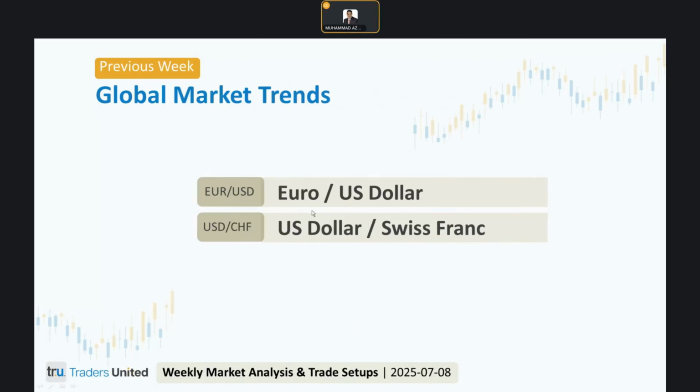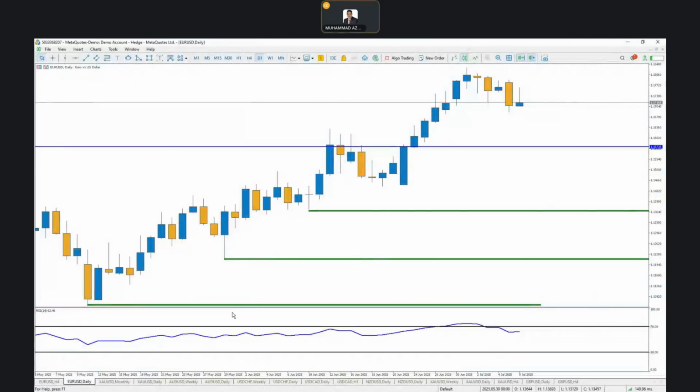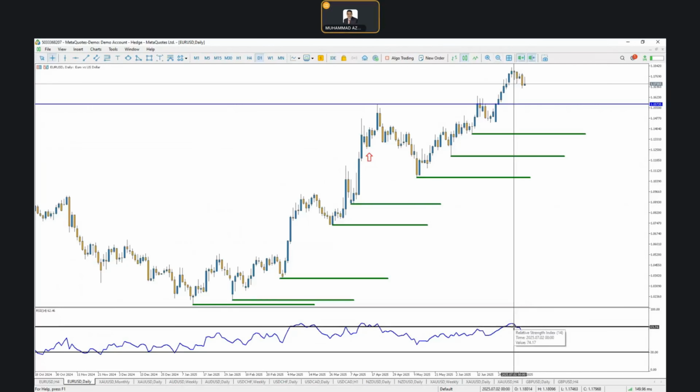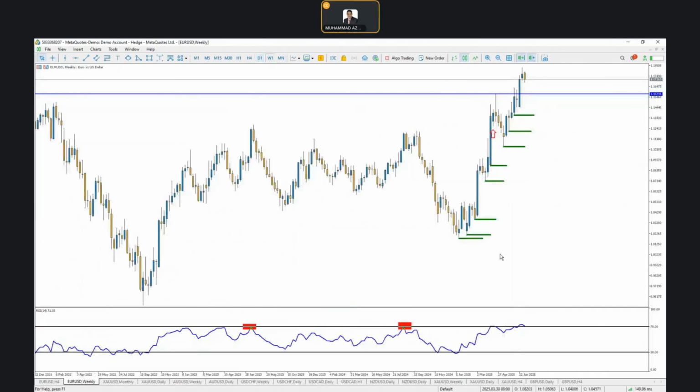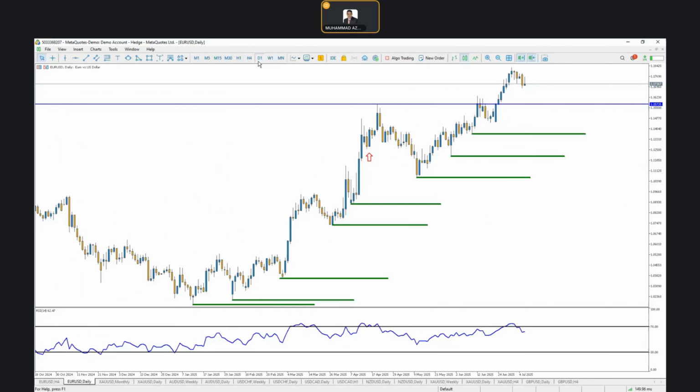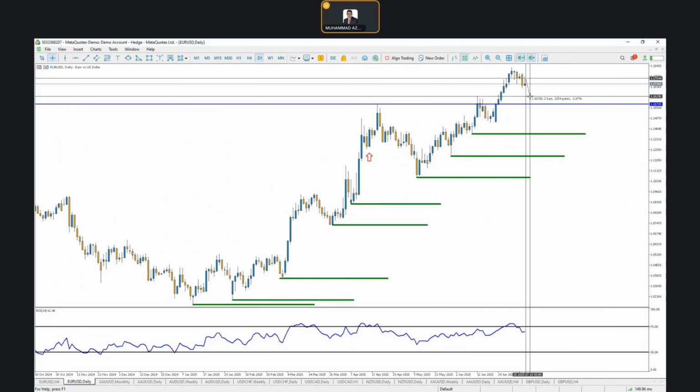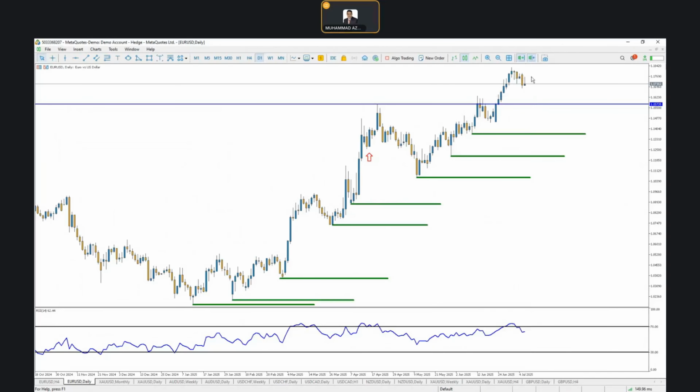Next one is let's talk about the euro and US dollar Swiss franc. Regarding the euro dollar currency pair, we got quite an overbought reading with RSI in euro dollar in daily time frame. Even if I go over to a weekly time frame, the RSI is overbought. So as far as the technical analysis is concerned, I expect euro dollar to drop. The price action is probably going to drop in coming trading days.